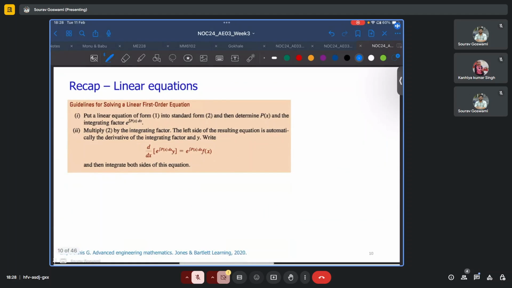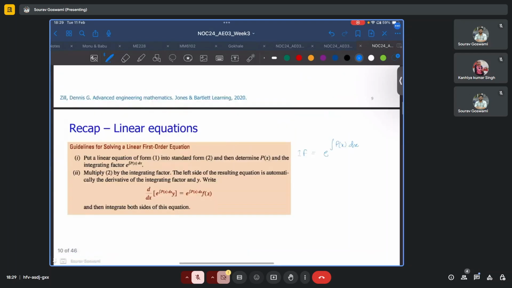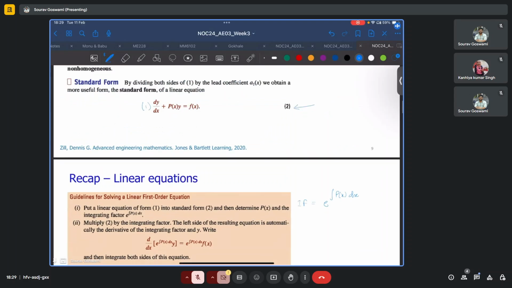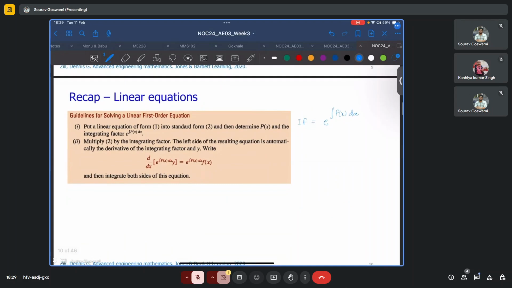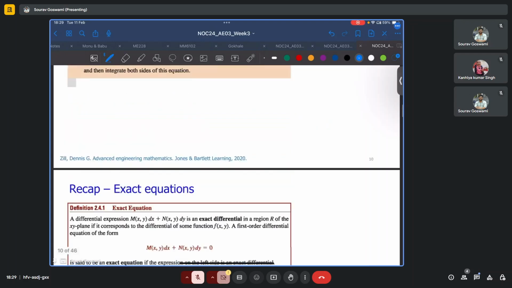Once we have obtained the linear equation in its standard form, we have to determine p(x) and then the integrating factor, which we define as e to the power integral of p(x) dx. Once we have computed this integrating factor, we multiply the entire standard form of the linear equation with it on both sides, and we see that we can then easily solve the equation.